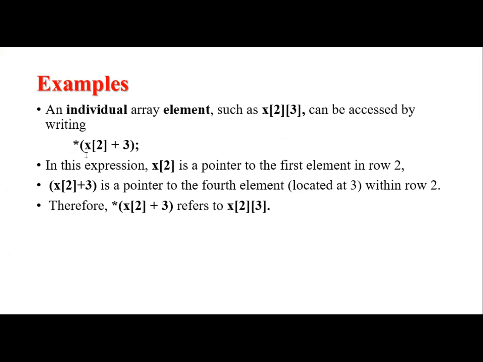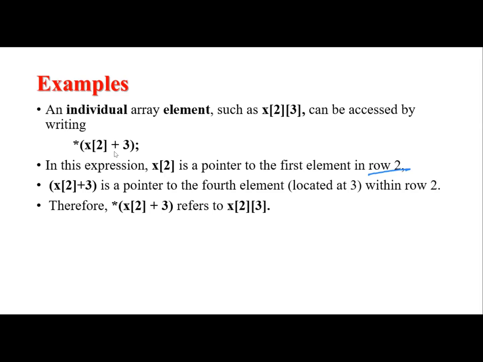An individual array element such as x of 2 3 can be accessed by writing x of 2 plus 3. So that indicates it is in row 2. 0 1 2, so it is the third row, and this is the fourth column. Understood? So in this expression, x of 2 is the pointer to the first element in row number 2. If it starts from 0, then it would be the third row; otherwise it is row number 2 if counting starts from 1.